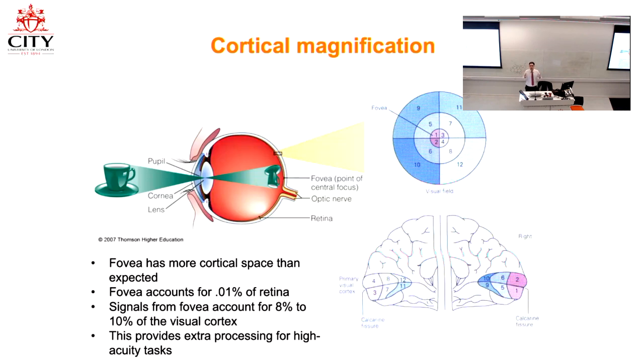And our brain keeps hold of the image that we are looking at. So if I'm in the classroom and I move my head, the image in my eye is moving, but my brain keeps the room steady. So I don't see the room moving. So this area, the fovea part, is very, very important. And having 10% of the occipital lobe, it provides us with a lot of computational power to see details.